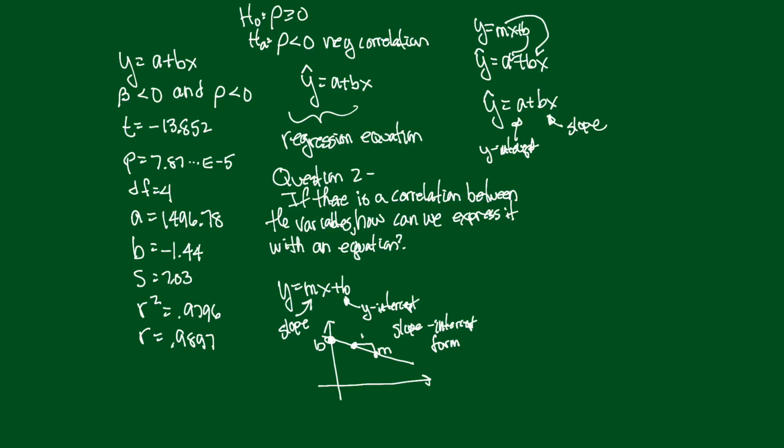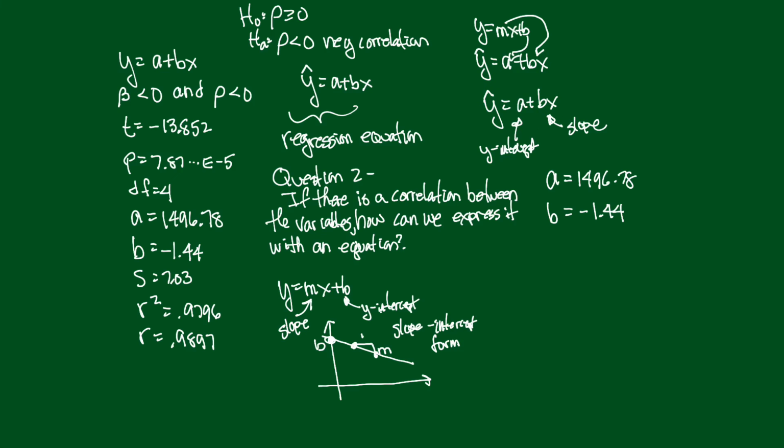The calculator has given us a lot of important information here, a lot of useful information. Over here on the very left, you might have to scroll down a little bit, but you'll see the values of A and B. Now, the calculator is telling me that A is equal to 1496.78 and B is negative 1.44.